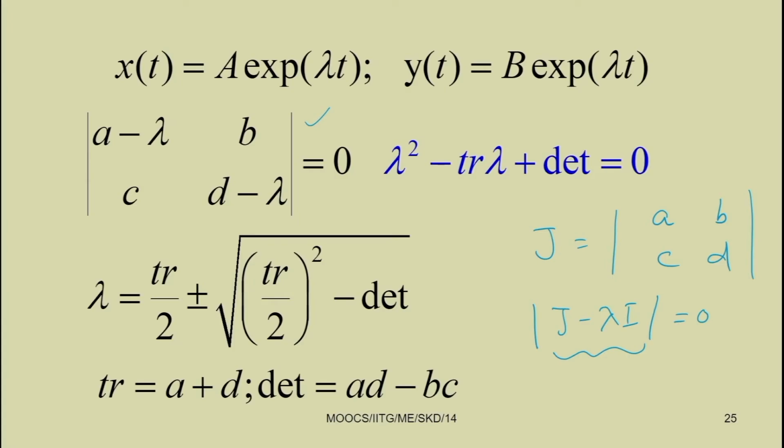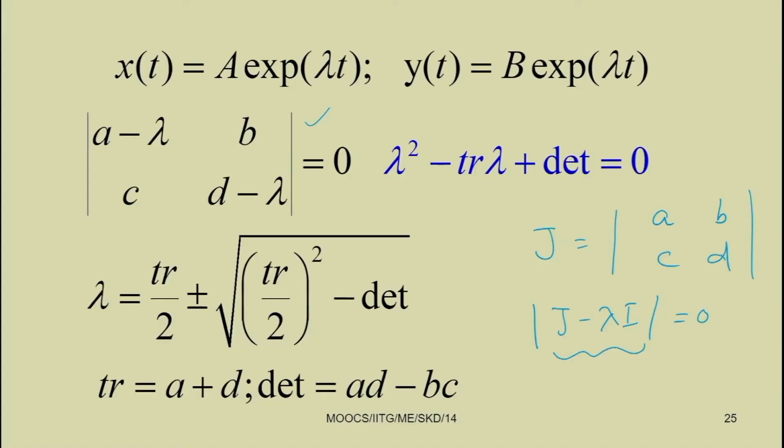These eigenvalues can be written as lambda equal to trace by 2 plus minus root over trace by 2 whole square minus determinant, or if you take this half out, then it will be trace square minus 4 determinant. So, depending on whether trace square minus 4 into determinant is positive or negative, you can have either imaginary roots or real roots, and getting these roots, only then you can decide whether the system is stable or not.